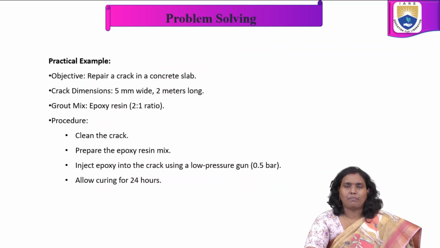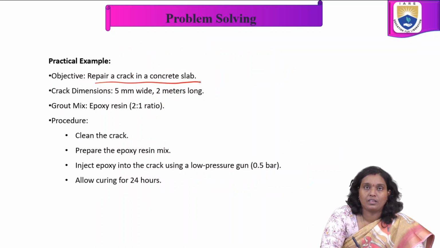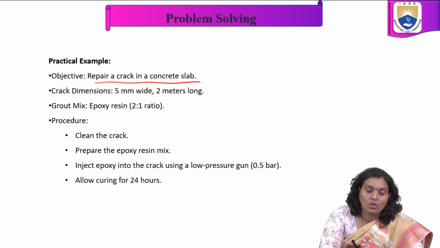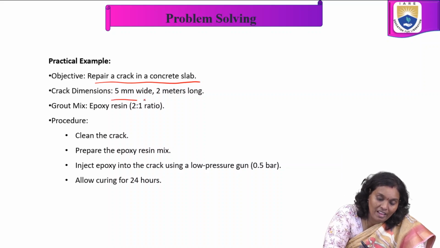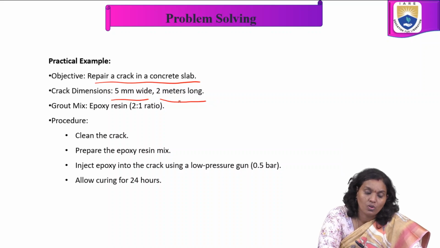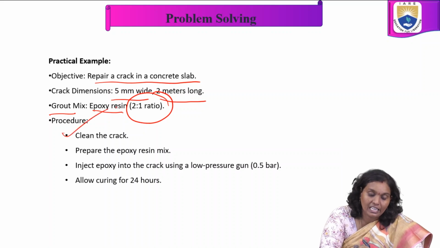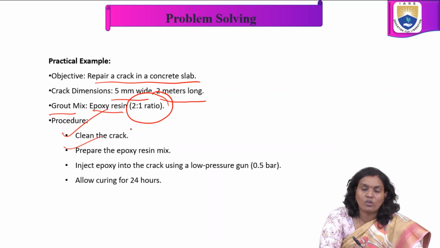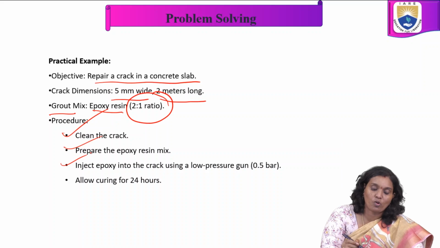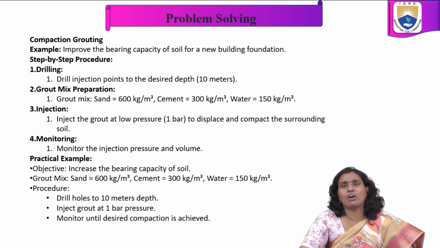In this practical example, repair a crack in a concrete slab. So this is the objective, where the crack dimensions are 5 mm wide and 2 meters long. Now the grout mix is epoxy resin, 2:1 ratio. Clean the crack, prepare the epoxy resin mix and inject the epoxy into the crack using lower pressure. Allow curing for 24 hours. These are the various kinds of applications we are going to conduct.